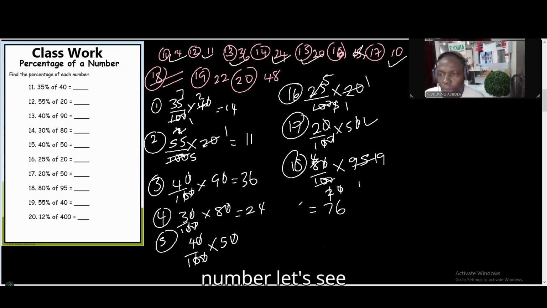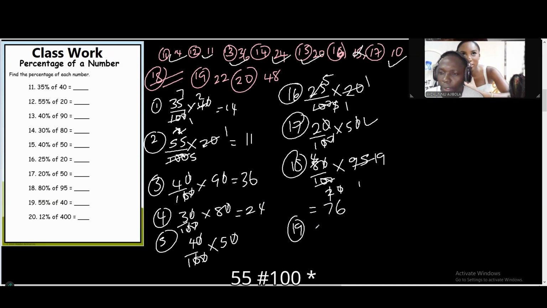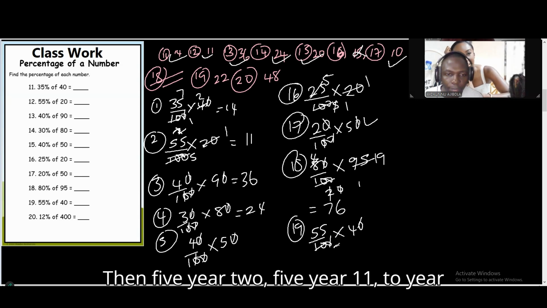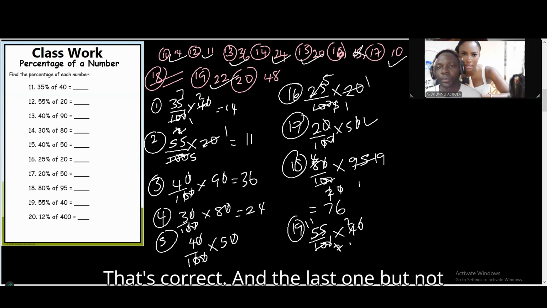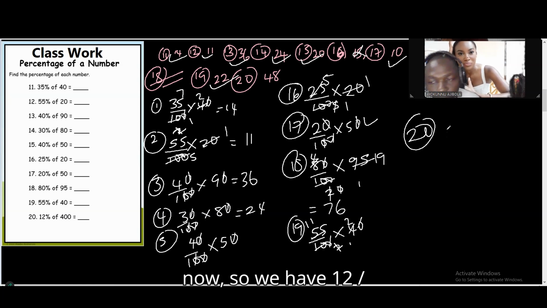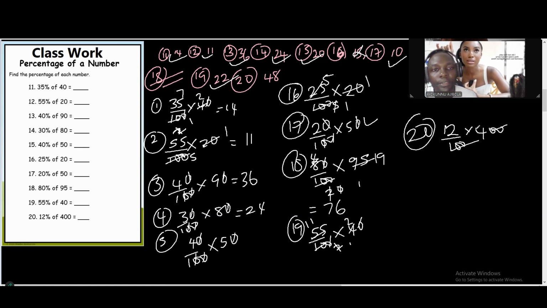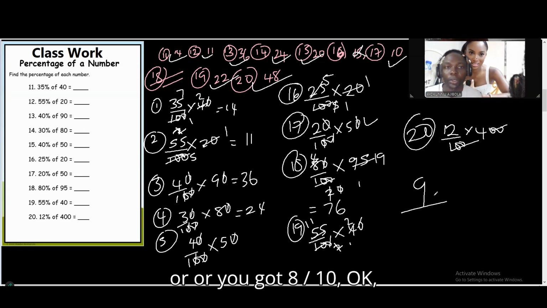So let's see, number 19, we have 55 over 100 times 40. So 10 here, then 5 here 2, 5 here 11, 2 here 1, 2 here 2, then we got 22. That's correct. And the last one, but not the least, as we're rounding up now, we have 12 over 100 times 400. Two zeros cancel two zeros. So 12 times 4 is 48.